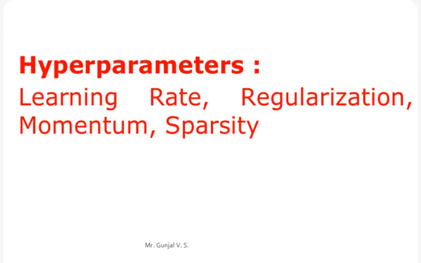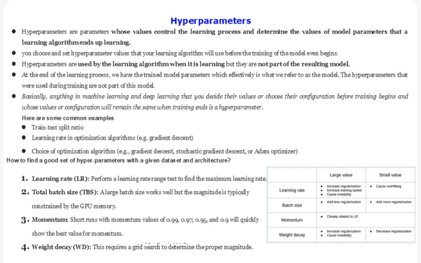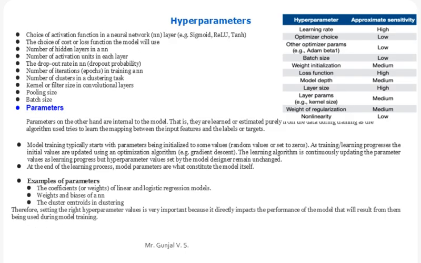Hyperparameters are crucial for controlling the learning process of algorithms. They include learning rate, regularization, momentum, and sparsity, each affecting model performance differently. Key hyperparameters include learning rate, batch size, momentum, and weight decay. Adjusting these can significantly impact the training and performance of machine learning models. Hyperparameters influence the model's ability to learn and generalize. Proper tuning is essential for achieving optimal performance, as they affect the training dynamics and final model accuracy.